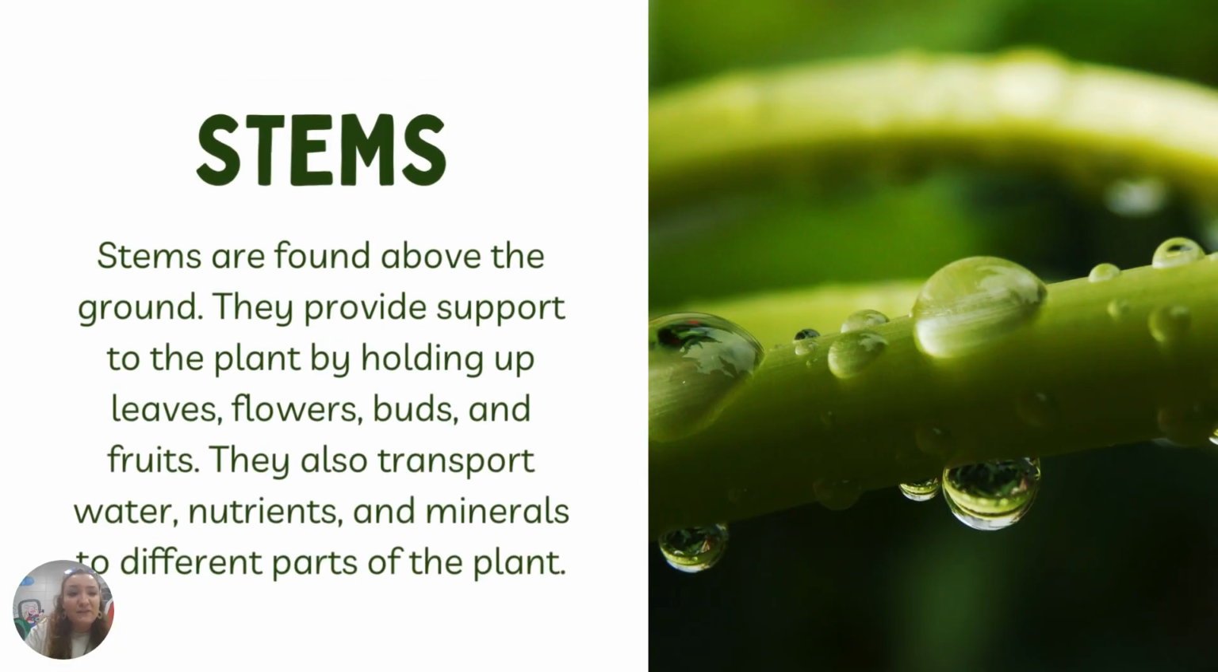Our stems are found above the ground. They provide support to the plant by holding up leaves, flowers, buds, and fruits. They also transport water, nutrients, and minerals to different parts of the plant. Some stems that you may eat may be asparagus or celery.